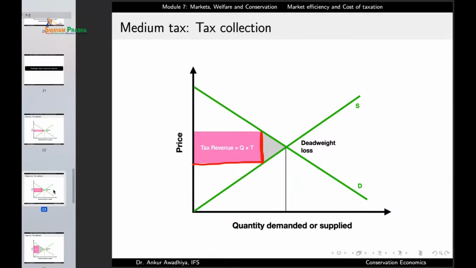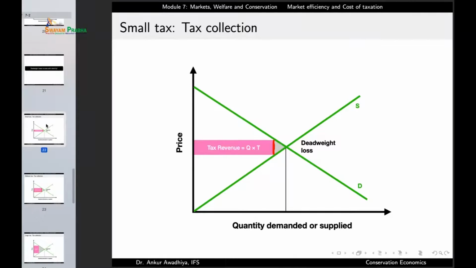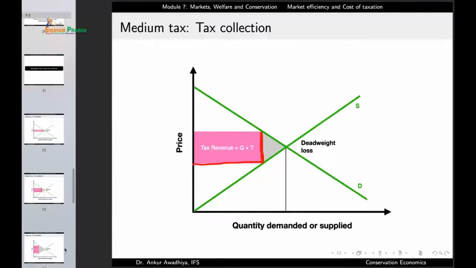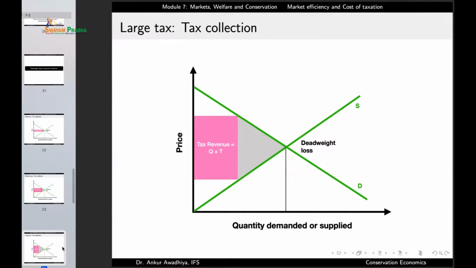So earlier we were having a larger Q, but now we have a much smaller Q. So Q reduces. But the total tax revenue has increased because the earlier pink colored rectangle has a smaller area as compared to this rectangle. So when T is increased, Q reduces, but Q into T still increases. Now, if the tax increases even further, then we'll have a situation like this. So now T has increased even more, Q has reduced even more, and the quantum of tax collected is now given by the area of this pink colored rectangle.